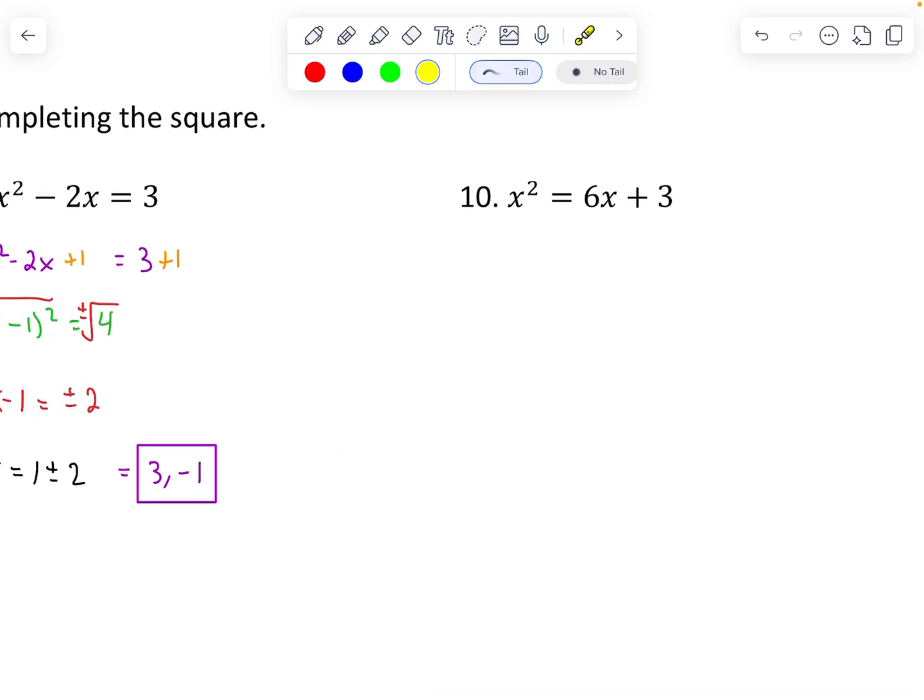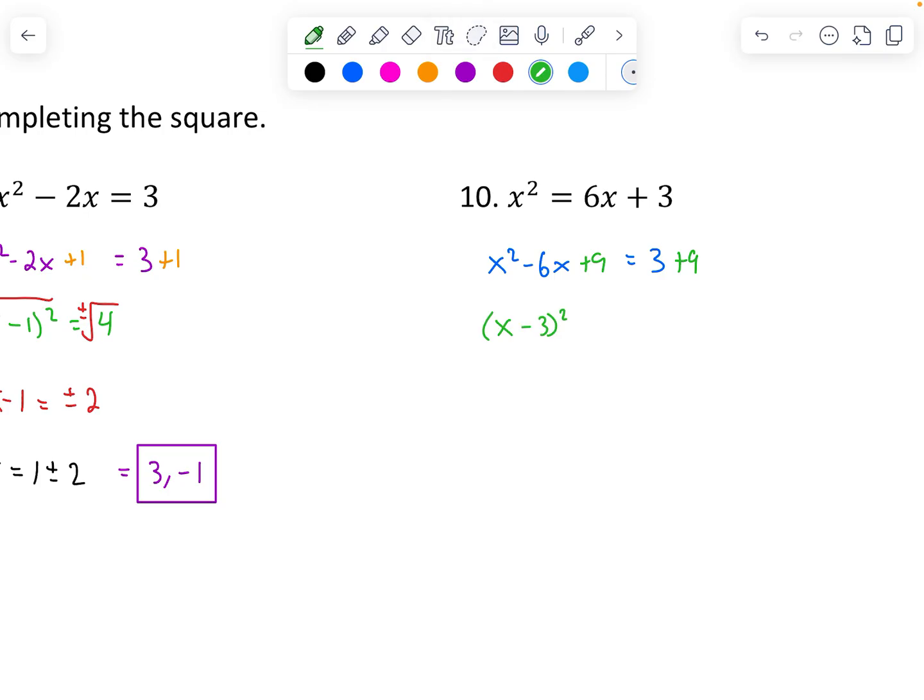Okay, this one is kind of the same as the other ones, except I put the 6x over here, so just move that over there first. So it's x squared minus 6x equals 3. I'm leaving a blank space for our missing number, which is this divided by 2 squared. So add 9 to the other side, and you get x squared minus 6x plus 9 equals 12.